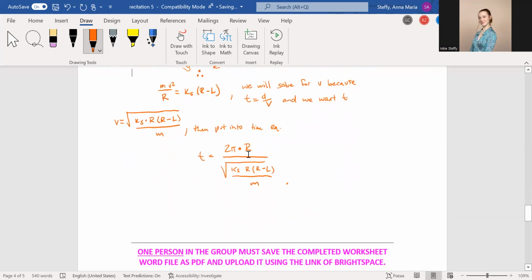And I remember this also from the homework questions. It's just 2 pi times the radius. So that would be the distance. And it was like 2 pi times 50. That's what we did in the homework to find equations just like this. So that's why I put that there.